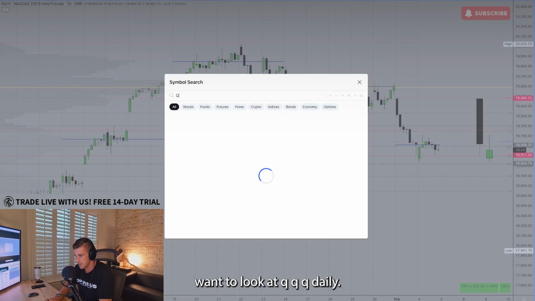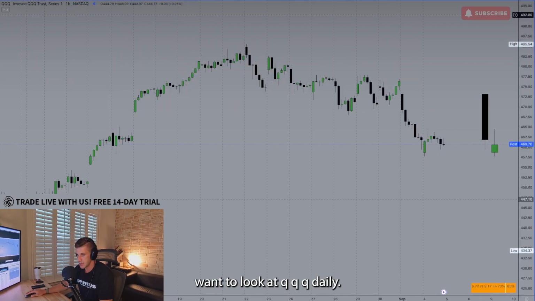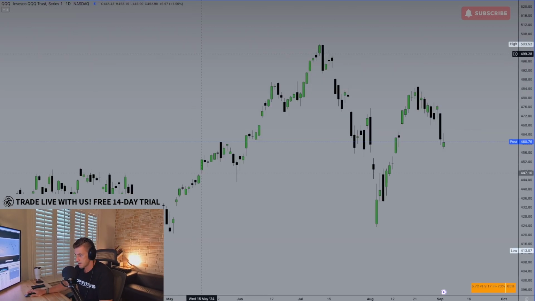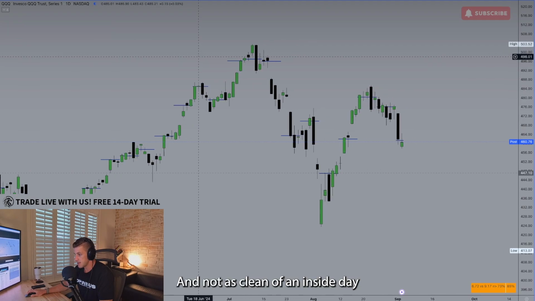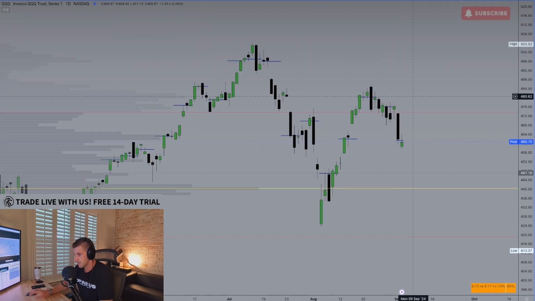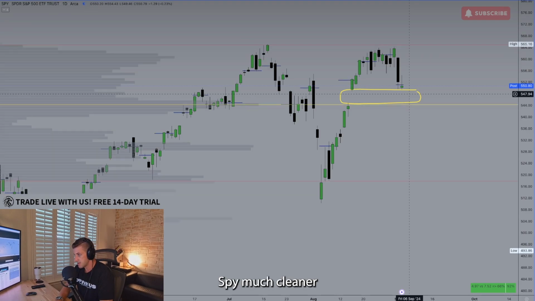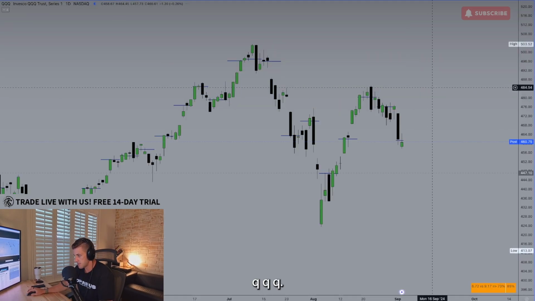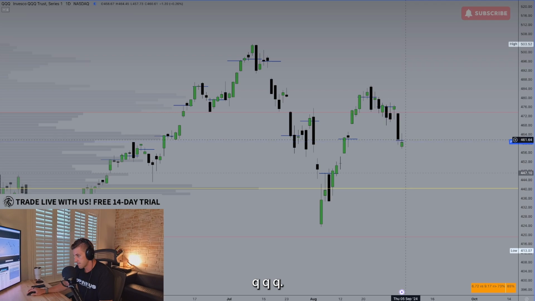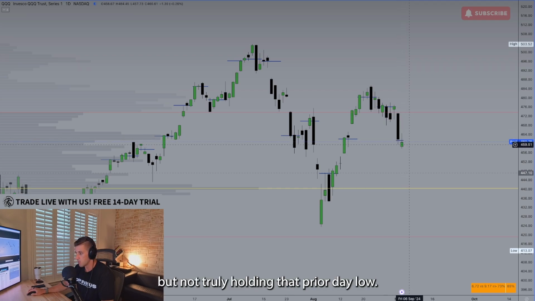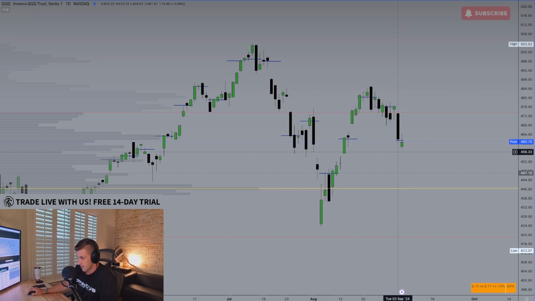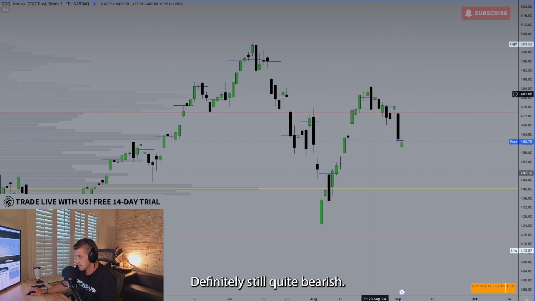That is about it for the index. I do quickly want to look at QQQ daily. And not as clean of an inside day as SPY. SPY much cleaner. QQQ still that compression session, but not truly holding that prior day low. So as far as this structure, right, definitely still quite bearish.